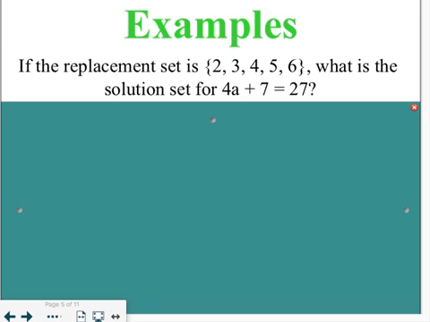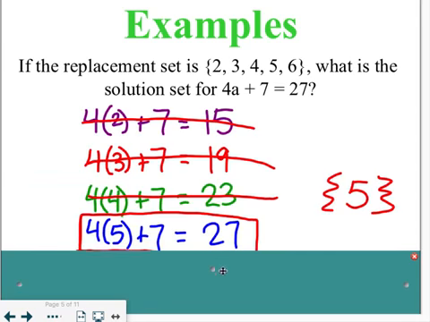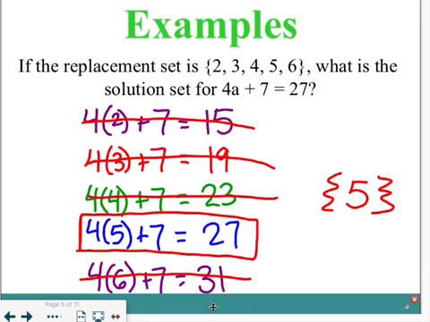Go ahead and try this one on your own. Make sure you are testing all of the numbers. So you should have gotten a final answer of a solution set of 5. Again, none of the other options actually makes the statement true.